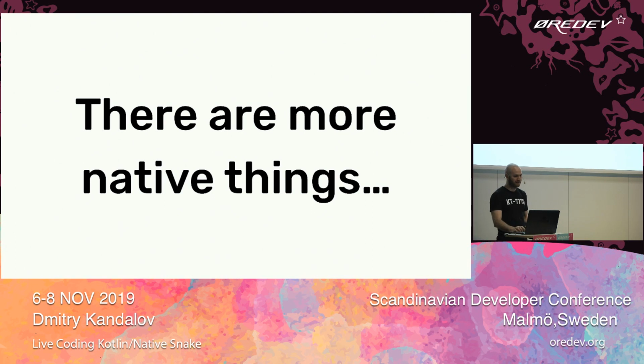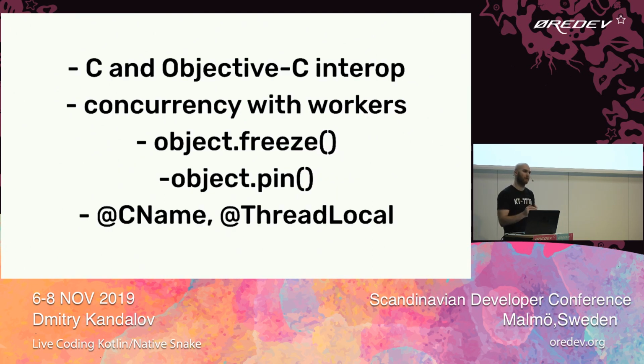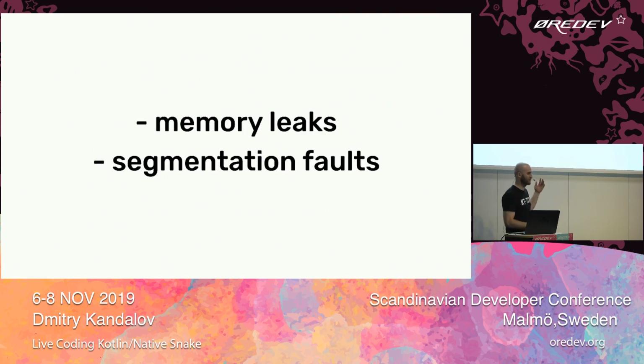There are more things. There is two-way interop with C and Objective-C. Two-way means you can use, as you've seen, a native library like ncurses, but you can also use Kotlin native code from C, and a similar thing exists for Objective-C. There is also concurrency and other things I'm not going to mention right now. And obviously, you get all the beautiful native things like memory leaks and segmentation faults.